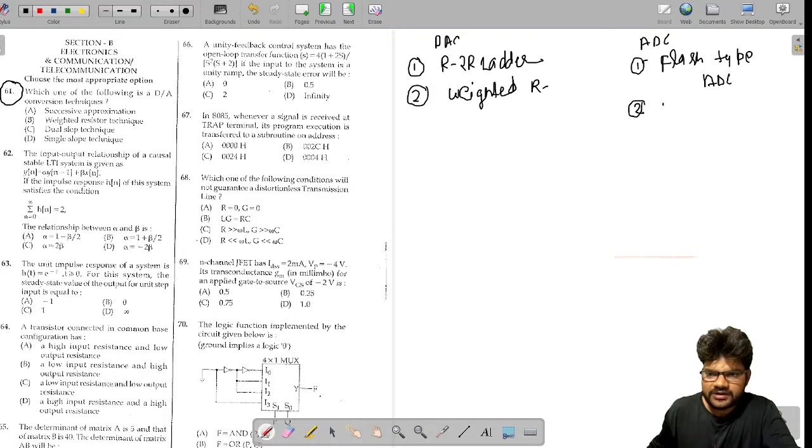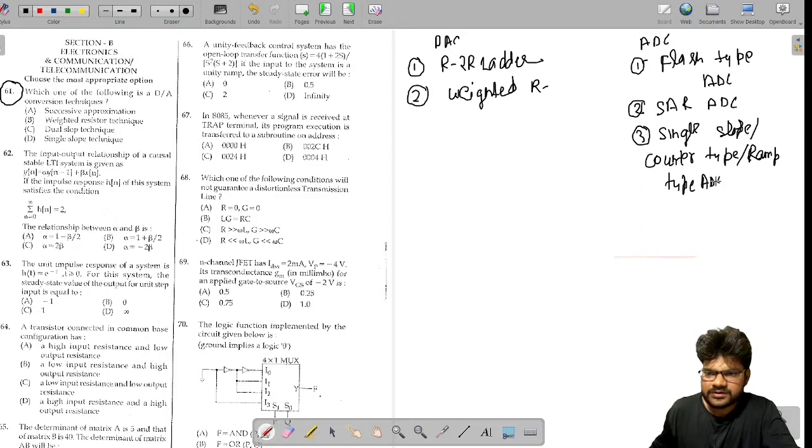Second is SAR, successive approximation resistor type ADC, so SAR type ADC. Third is single slope type ADC, or we call it counter type ADC, and another name of it is ramp type ADC. Fourth one we have is dual slope ADC. So these are a few types of DAC and these are a few types of ADC.